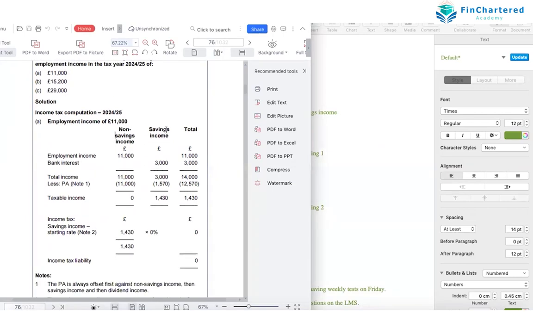See, she has two incomes, non-savings and savings. So first you do non-savings. She has an income of 11,000, so deduct the personal allowance there. So there is no taxable income. But she has savings income of 3,000. See, 11,000 of the personal allowance has already been deducted from non-savings income. The personal allowance is 12,570, so the remaining personal allowance left is 1,570, which can be deducted from savings income. So the savings income that is taxable is 1,430.